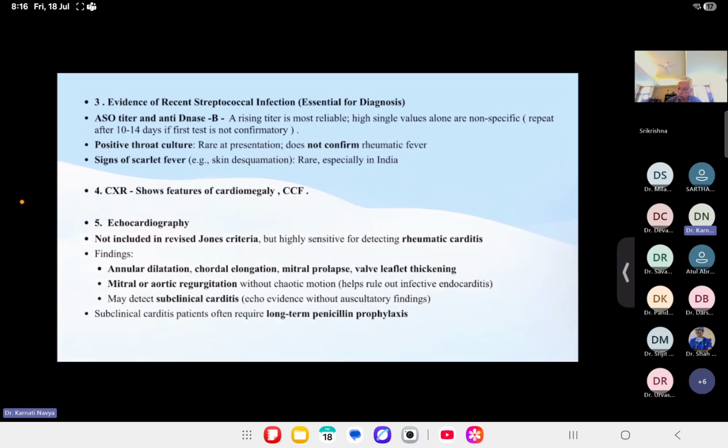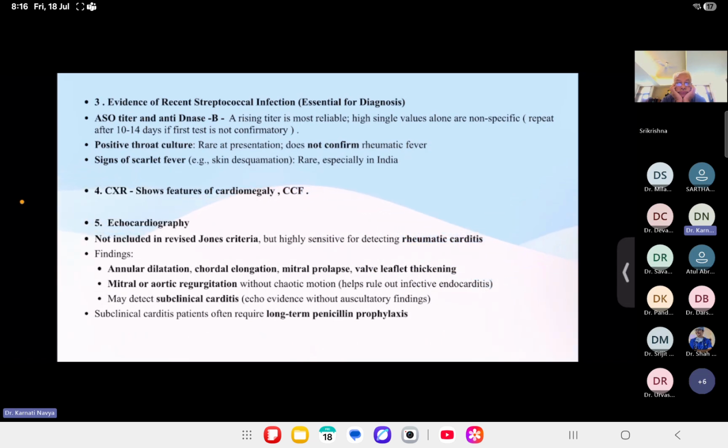Third investigation is evidence of recent streptococcal infection, by anti-streptococcal O titers and anti-DNase B antibodies. A rising titer is most reliable. High single values alone are non-specific. Usually repeat the test after 10 to 14 days if the first test is not confirmative. A positive throat culture is usually rare at presentation and does not confirm rheumatic fever.